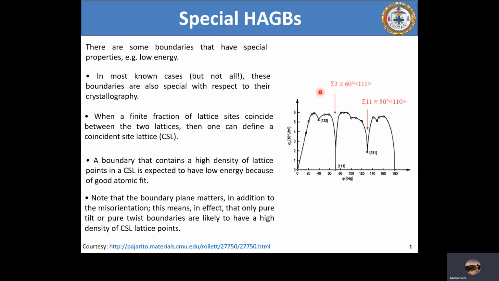So definitely this CSL boundary will have a much lower energy as compared to the sigma 11 boundary, because of the higher density of lattice planes in a CSL which are continuous with each other. Because every third lattice plane in this case between the two adjoining grains will be continuous, but here every 11th lattice plane between the two adjoining grains will be continuous. So we have to always keep that in mind.